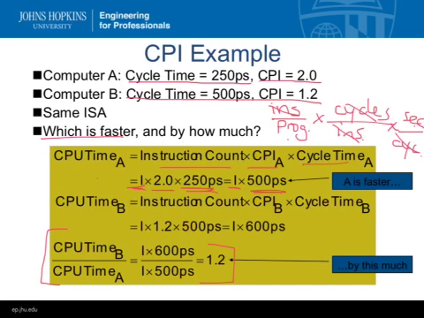B is going to be also I times CPI times cycle time. So we do I, the number of instructions, 1.2 CPI, and 500 picoseconds for a cycle. So that one will take 600 picoseconds per instruction. So A is indeed faster by 20%.